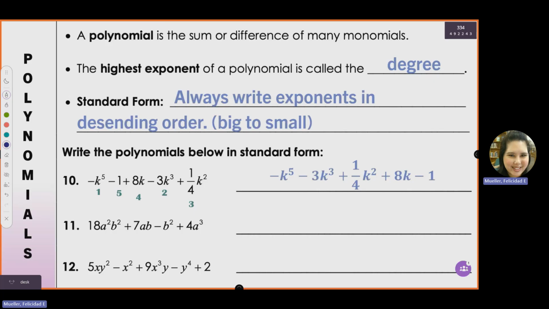So checking your answers for 11, you should get 4a cubed plus 18a squared b squared plus 7ab minus b squared. And on number 12, we should have 9x cubed y minus x squared plus 5xy squared minus y to the 4th plus 2. So again, notice that everything that has an x comes first before we start going with the y to the 4th, because even though it has a higher exponent, alpha order, it doesn't go first.